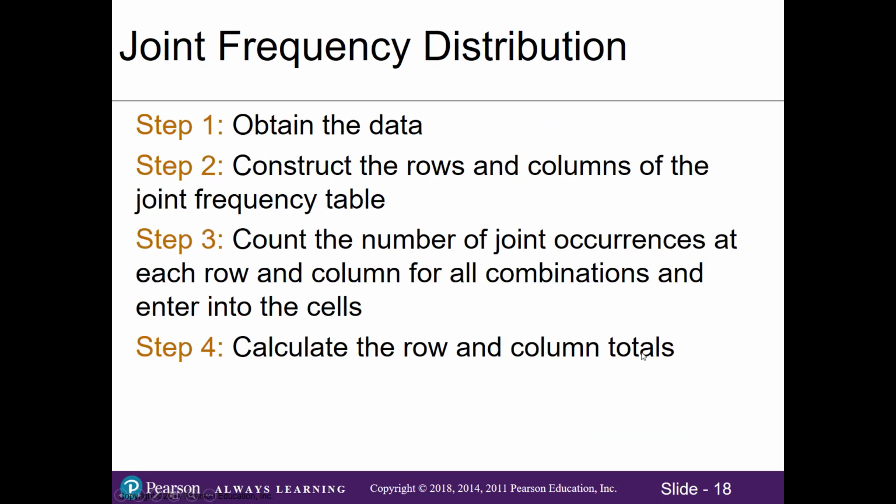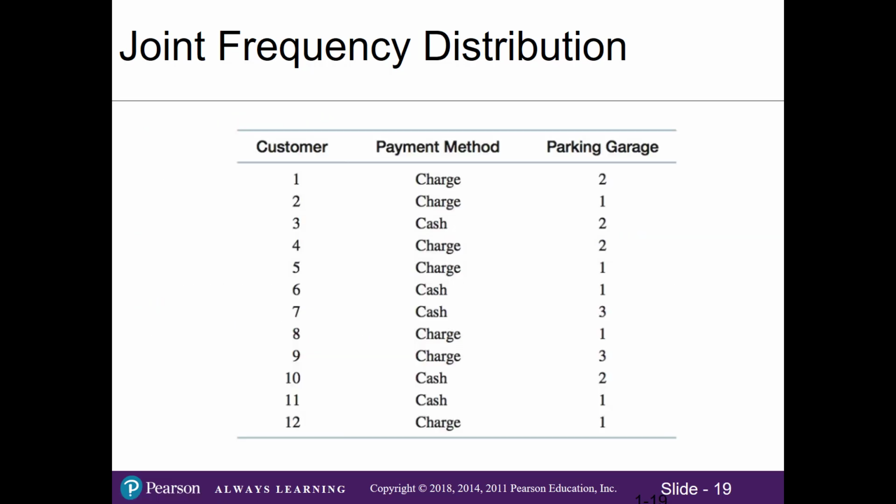Next is the joint frequency distribution. With joint frequency distributions, what we're trying to do is understand data that has 2 variables. It can be qualitative or quantitative, but the steps here are: first we collect the data, then we create a table, then count the joint occurrences and enter them into the table, and then figure out the totals. So let's see an example.